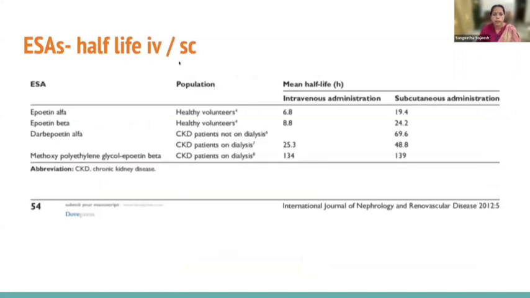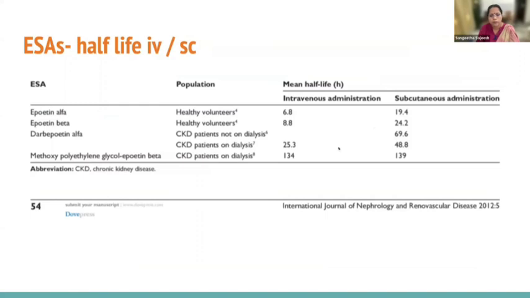So when we compare the ESAs, we have to compare the half-life for two different types of administration, one IV and the second subcutaneous. So what is the difference in the half-life? Let's check the first generation molecules, epoetin alpha and beta. For epoetin alpha, the mean half-life with IV is 6.8 hours, whereas for subcutaneous it is almost 3 times, 19.4 hours. Epoetin beta is 8.8 hours for IV and 24.2 hours for subcutaneous administration.